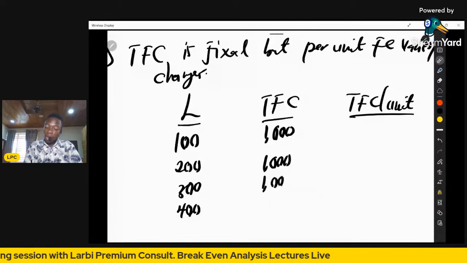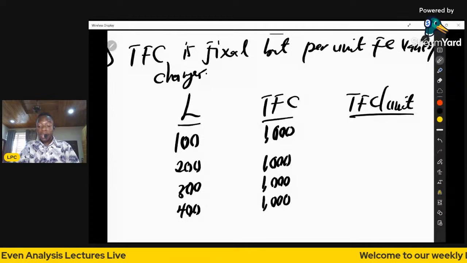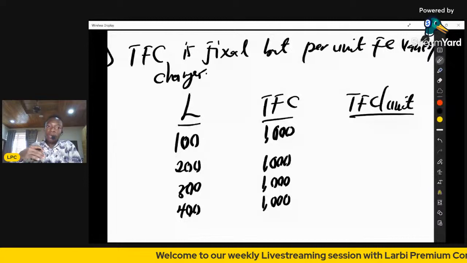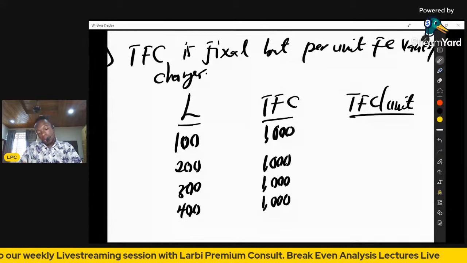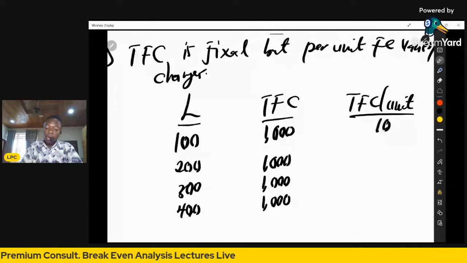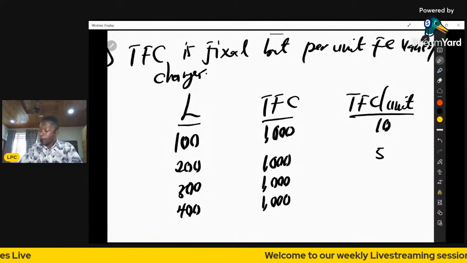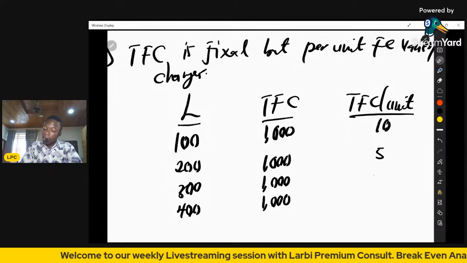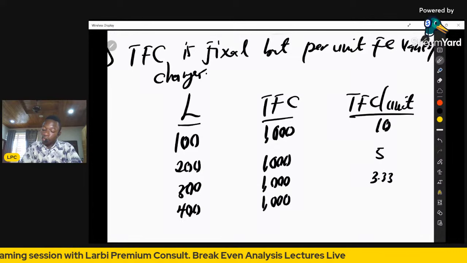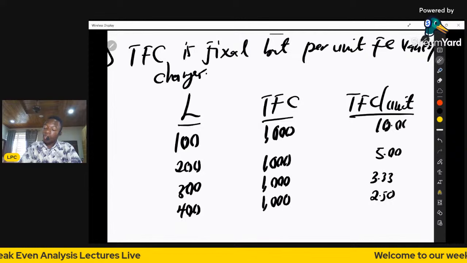But let's see their total fixed cost per unit. And how do you do that? You take the total fixed cost and divide by the level of output or the level of activity for that particular period. So we take 1000 divided by 100. You should be able to get 10. When you take 1000 divided by 200, you get 5. You can confirm that for me. And 1000 divided by 300, we are getting 3.33, and 1000 divided by 400, we are getting 2.50.